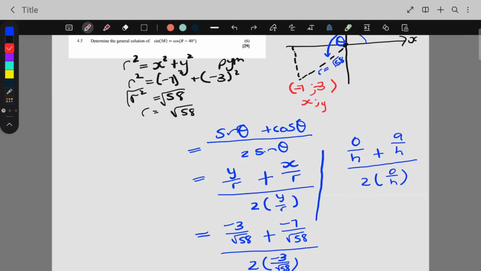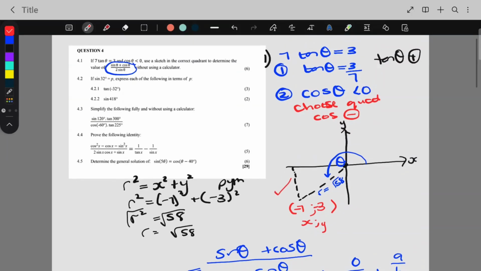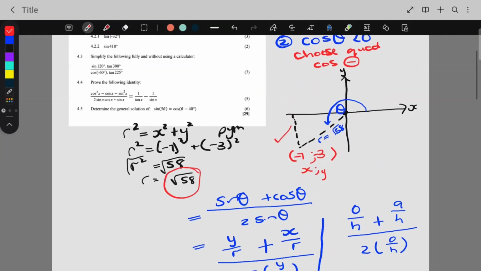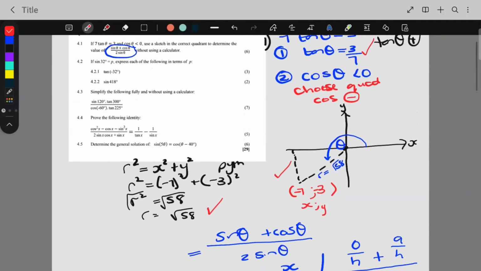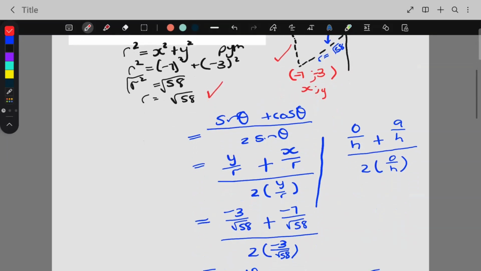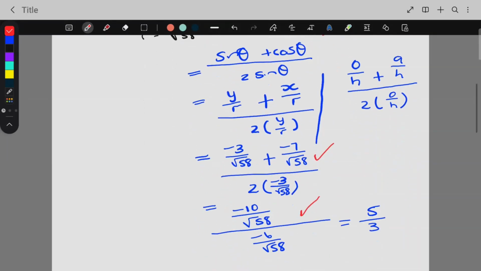Okay, let's mark. If the child chooses the correct quadrant, so the child has quadrant 3, that is a mark. If the child isolates this tan theta by itself, that's a mark. Then, for working out the missing side over here, that's a mark. And can you see, grade 11s? You haven't even answered the question, and you already have 3 out of 6. Now, for substitution, this is a mark. Then for showing how you simplify, that's a mark. And for the answer, that's a mark. And that's how you would get 6 marks.